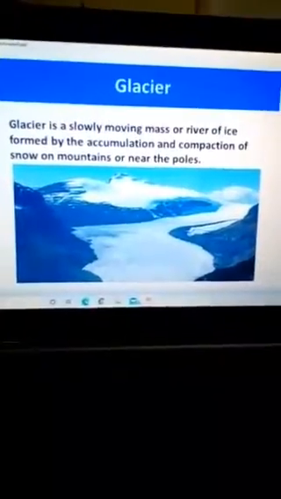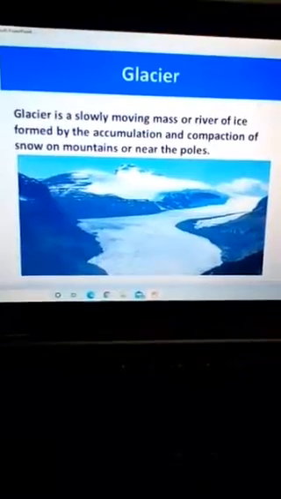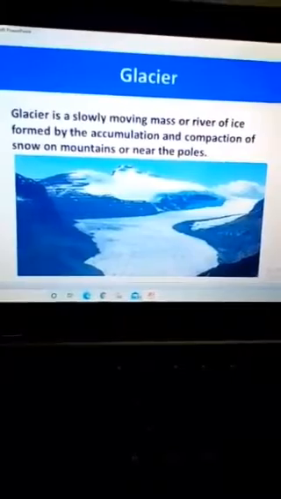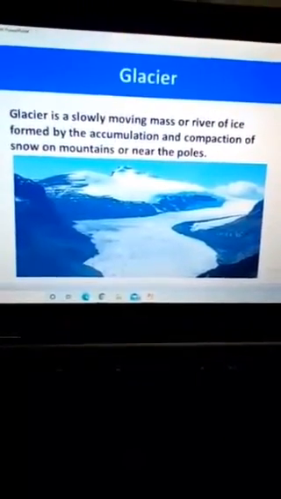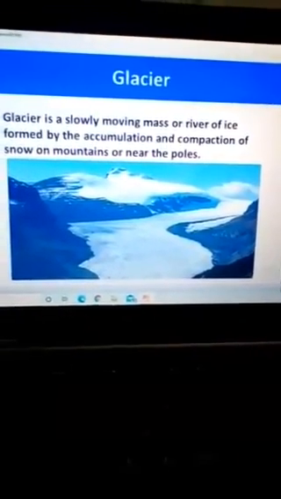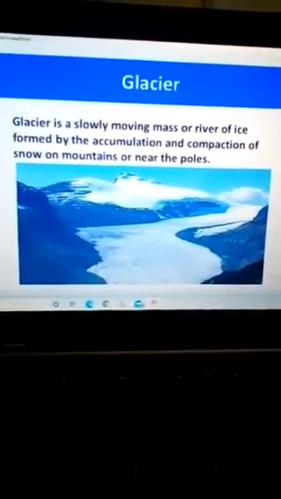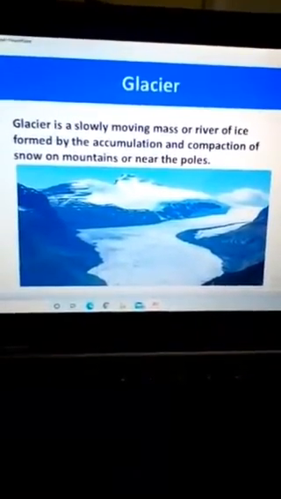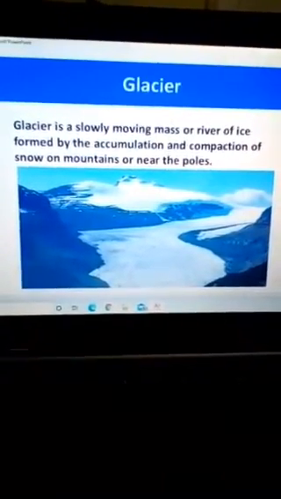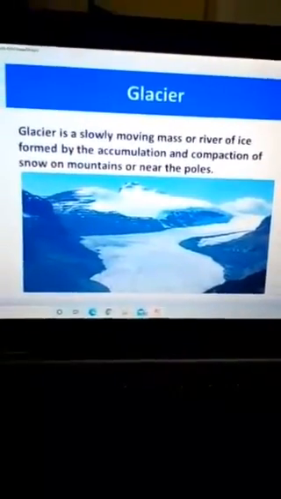The second feature is the glaciers. Now, what is a glacier? It is a slow-moving mass or river of ice formed by the accumulation and compaction of snow. That means when the snow has been compacted together in layers and layers which have accumulated on either the mountains or near the poles, after a little while, when the temperature gets a little higher, they start melting and they start moving. That is called a glacier.